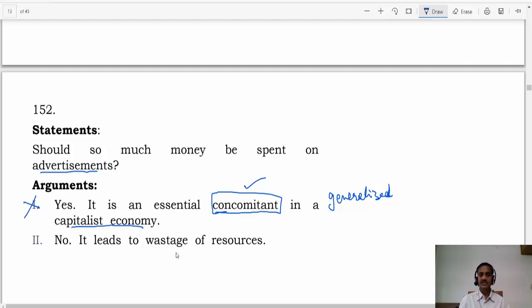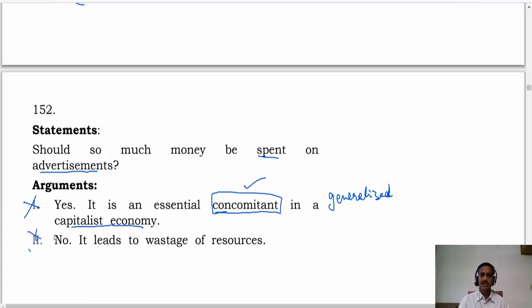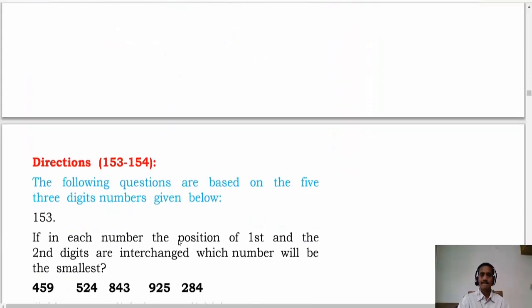No, it leads to wastage of resources, అన్ని వేస్టేజ్ అయిపోతాయి అంటున్నాం. And leads to wastage of resources. కానీ ఇక్కడ మనీ స్పెండ్ చేయాలా లేదా దాని గురించి అయినా చెప్తున్నాడండి లేదు. Now in these two arguments he is not specifying anything whether money to be spent or money should not be spent. Hence what is your answer here? Neither one nor two. That is choice 4 for 152.